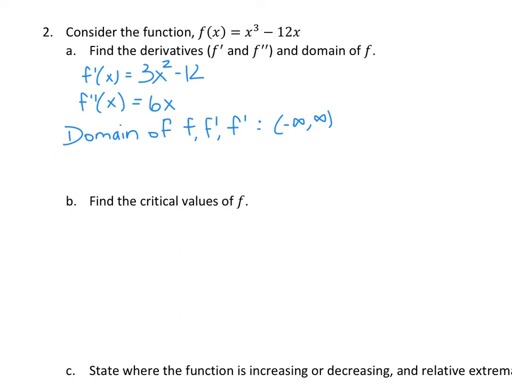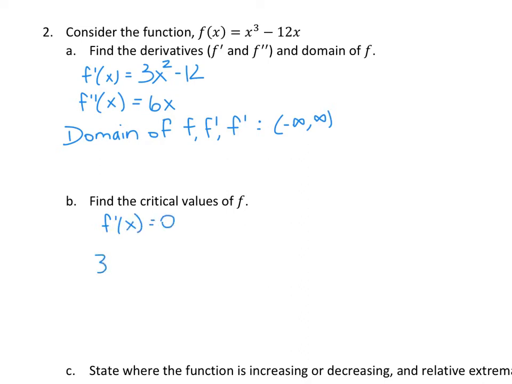Next, we're asked to find the critical values of f. Critical values are where the derivative is equal to 0 and where the derivative is not defined. Since the first derivative is a polynomial function, it's defined for all real numbers, so we're just finding where the first derivative is equal to 0.